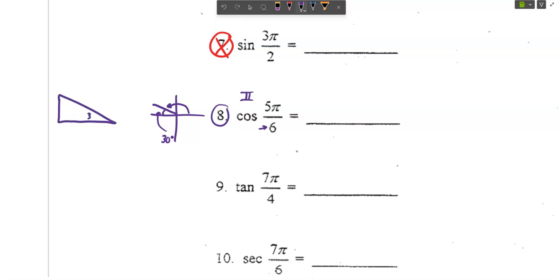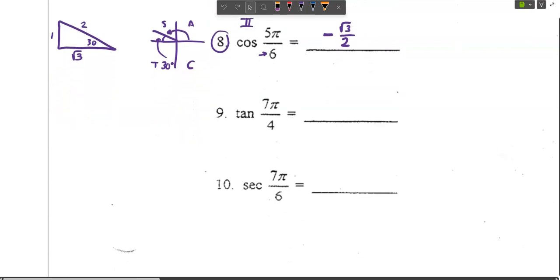So cosine of 30 degrees, let's go ahead and draw that reference triangle again. Cosine of 30 is root 3 over 2. Since we are in quadrant 2, that would make only sine positive. So that means this is going to be a negative answer. Negative root 3 over 2 is the correct answer for cosine of 5 pi over 6.